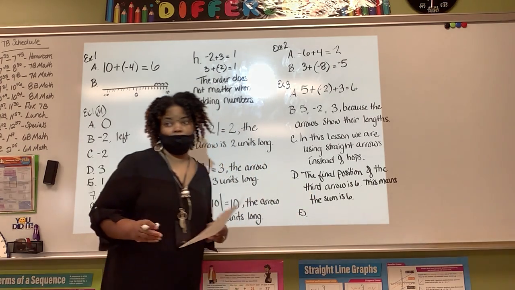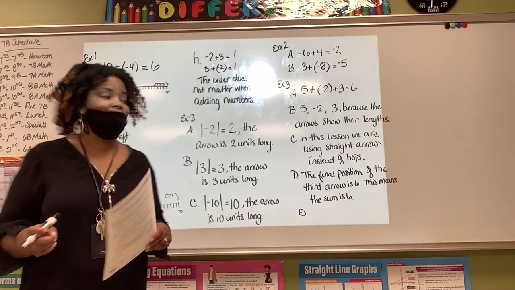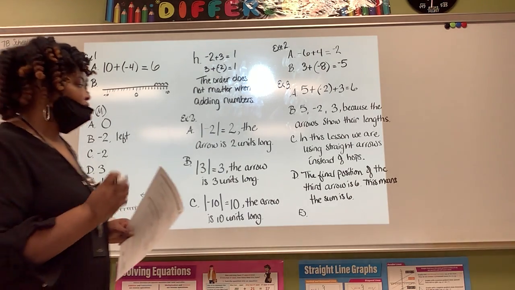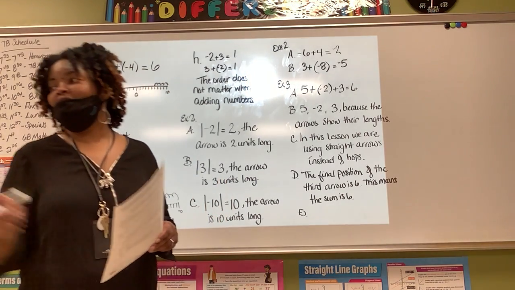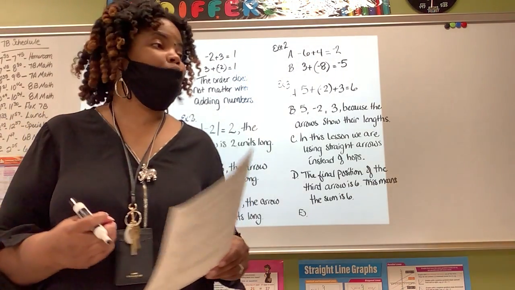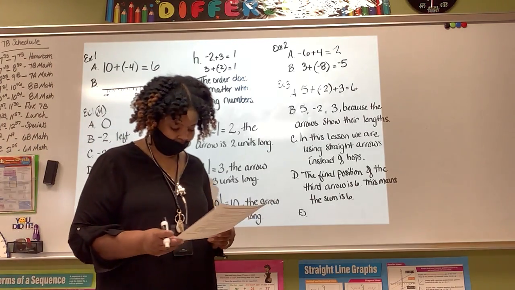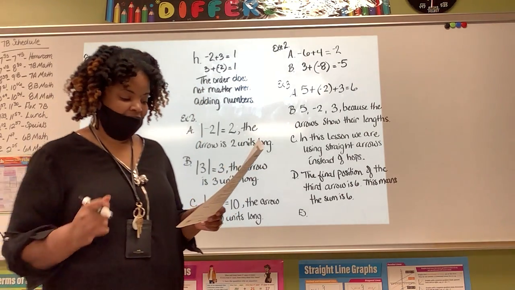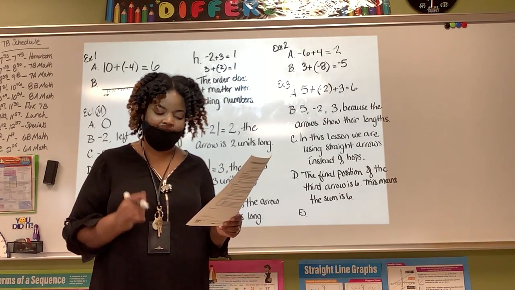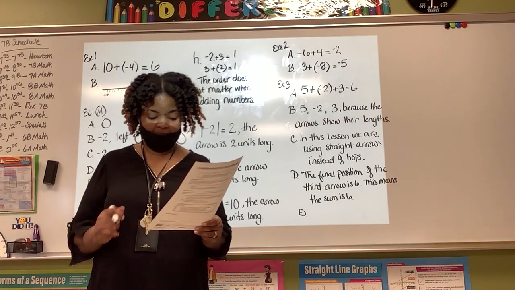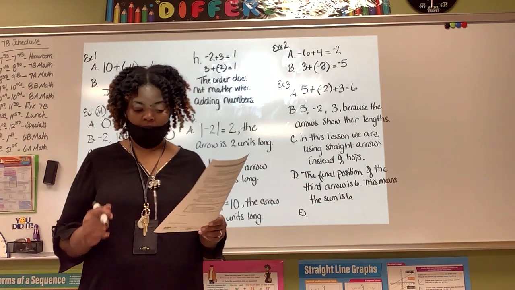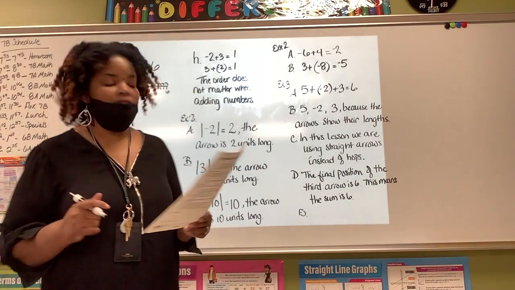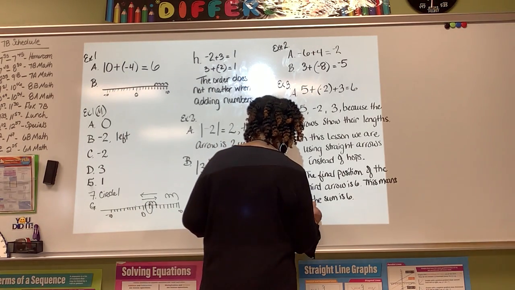Last one. Again, it says the final position of the third arrow is 6. This means the sum is 6. And when I say the sum, I mean the answer. All right. It says, would the sum change if we change the order in which we added the numbers? For an example, if we said negative 2 plus 3 plus 5, will the sum change? No, it will not. We will still land on 6.